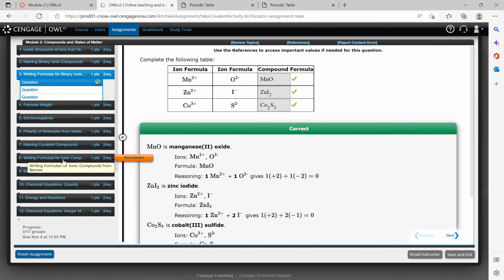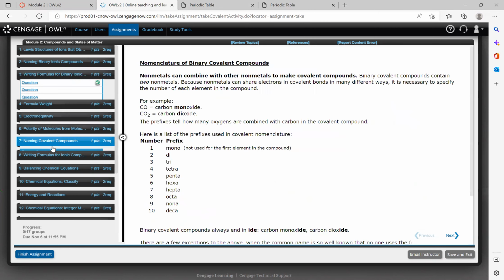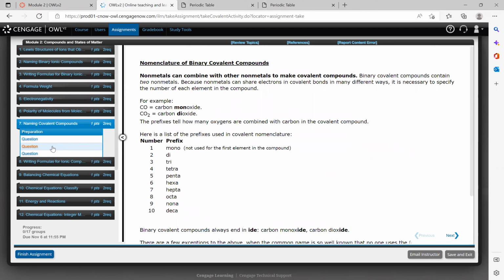All right, next what I'm going to do is skip around. I'm going to skip to number 7, which is naming covalent bonds or covalent compounds. And what we're going to see is that these are between 2 nonmetals. So our naming is going to be a little bit different. So when we look at these guys here, we want to figure out if we have a metal and nonmetal or if we have 2 nonmetals.